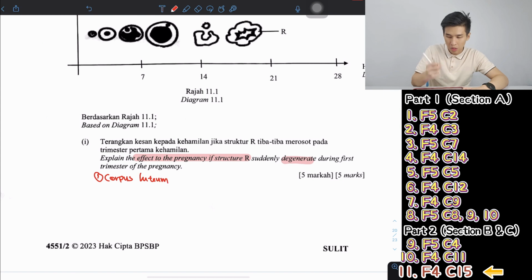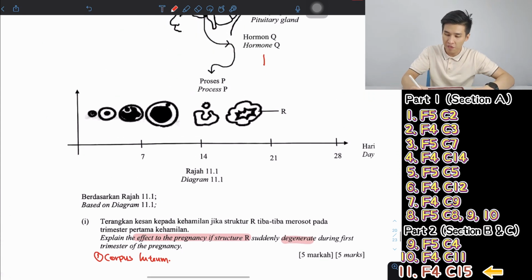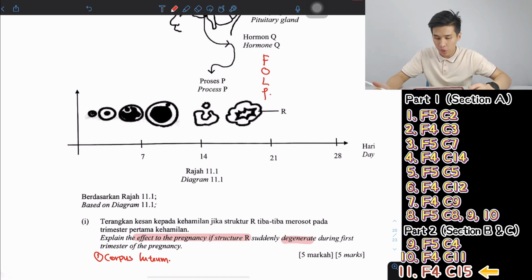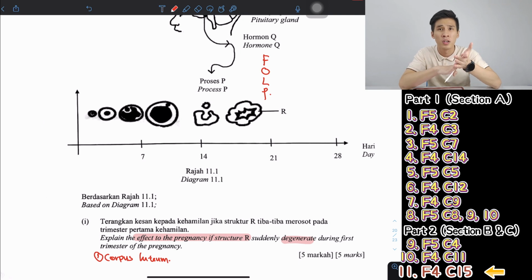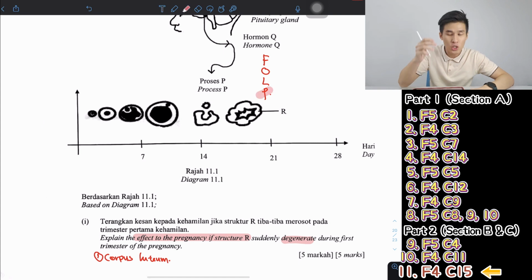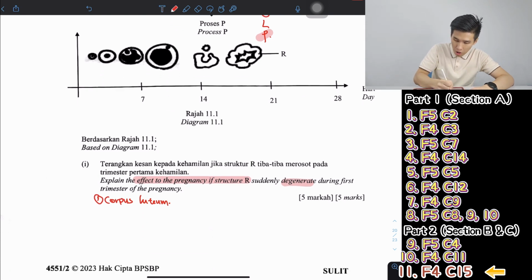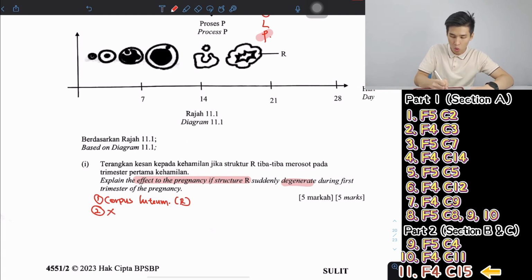So corpus luteum, in the menstrual cycle, you have 4 hormones: FSH, LH, estrogen and progesterone. If you want to get yourself familiarized with this menstrual cycle, I also have a video put here. You can go and do a quick revision. But P, the last hormone, is secreted by corpus luteum, progesterone. So you can first say R is corpus luteum. Without corpus luteum, no progesterone is secreted.